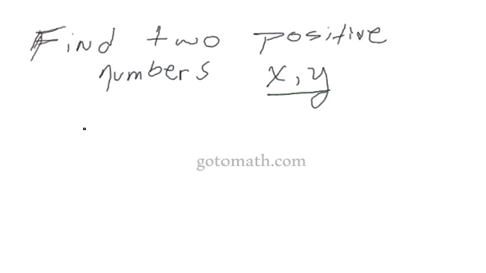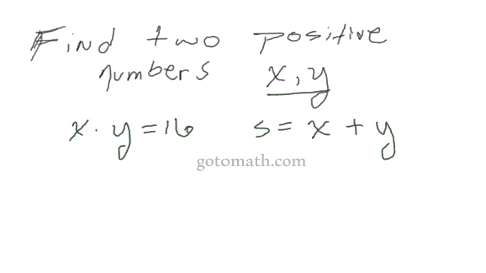And we're going to say that the product is 16. So the product of the two positive numbers is 16, so x times y is equal to 16. And then we're going to say that their sum, x plus y, we want that to be a minimum. Of course, we'll write that as MIN in a different color.